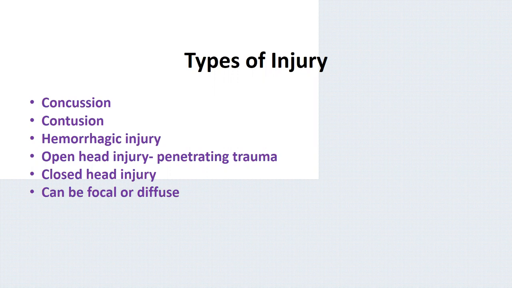If the patient has concussion, then the CT scan will be completely normal, but the patient is in distress and requires your consultation. So among the types of injury, the first is concussion, second is contusion, third is hemorrhagic injury, then open head injury or penetrating trauma, then closed head injury, and it can be focal or diffuse axonal injury. But for our purpose, all the contusion, hemorrhage, open injury, the closed injury, and the diffuse axonal injury, we can detect in the CT scan or MRI or any modern gadgets. But concussion we cannot detect in the CT scan, because in concussion the CT scan is completely normal. That's why it is very vital for us.